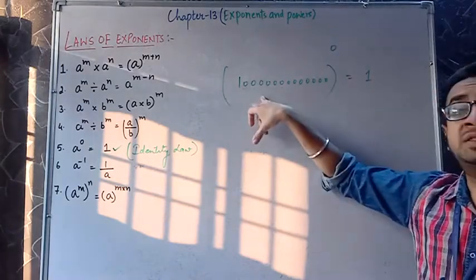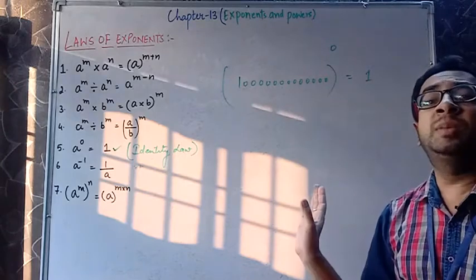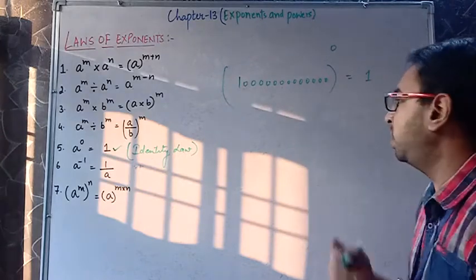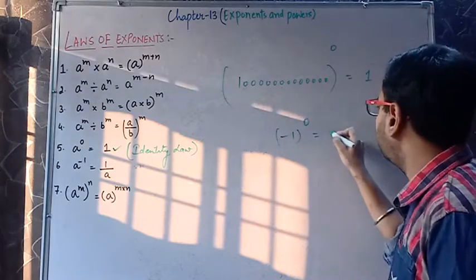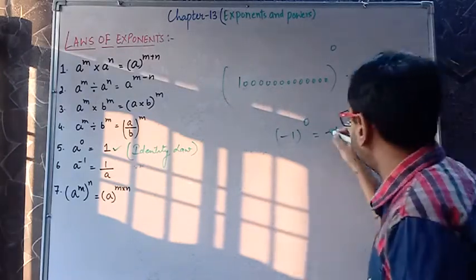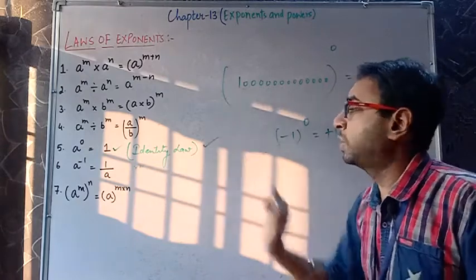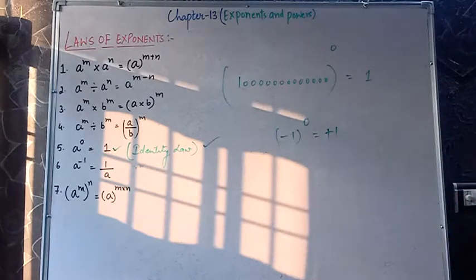Even if your base is negative, even then the answer will be 1 only. Do remember, even if it is minus 1 raised to power 0, what do you think? The answer would be minus 1? Definitely you will be thinking no. The answer is always plus 1. Do remember. Very important law, called the identity law.